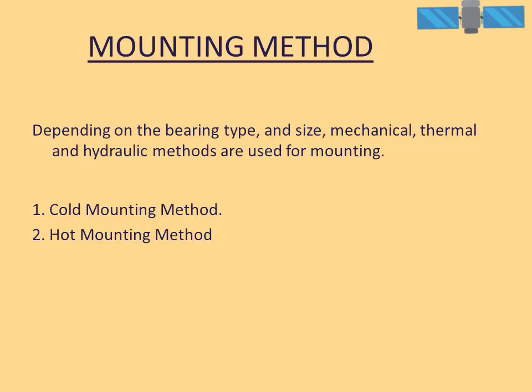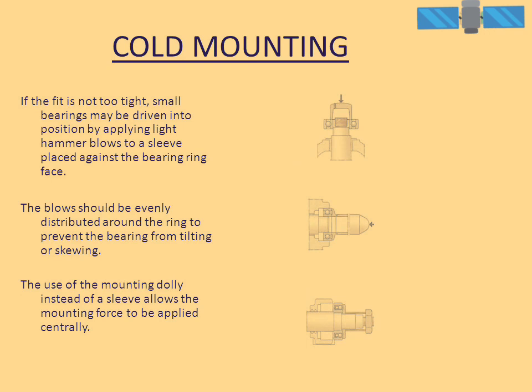Mounting method. Depending on the bearing type and size, mechanical, thermal and hydraulic methods are used for mounting. 1. Cold mounting method. 2. Hot mounting method. Cold mounting. If the fit is not too tight, small bearings may be driven into position by applying light hammer blows to a sleeve placed against the bearing ring face. The blows should be evenly distributed around the ring to prevent the bearing from tilting or skewing. The use of a mounting dolly instead of a sleeve allows the mounting force to be applied centrally.